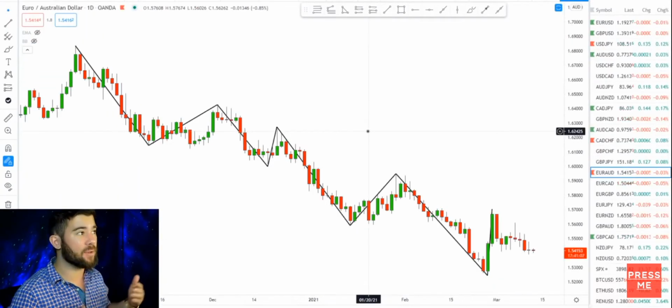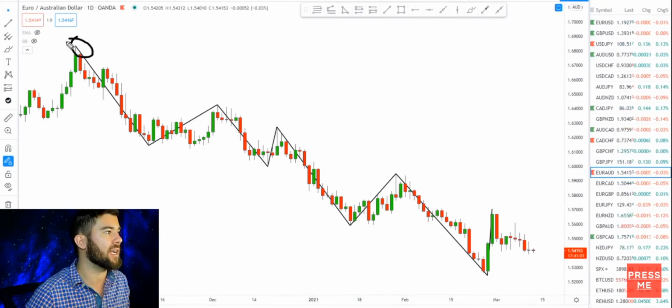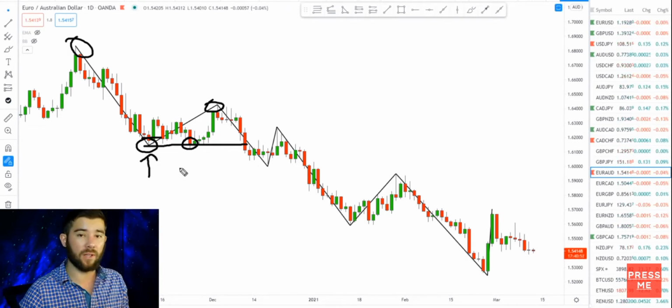Here we are on that same Euro Aussie chart we looked at for the trending model we were discussing earlier in the video. In this case, we have our high, down to our low, up to our high. Once we break below this low right here, what are we looking for?